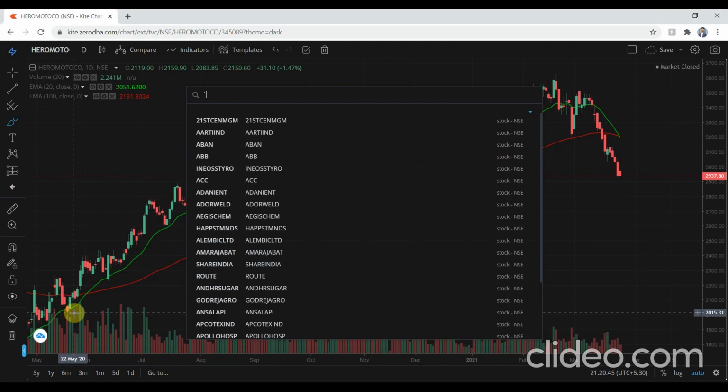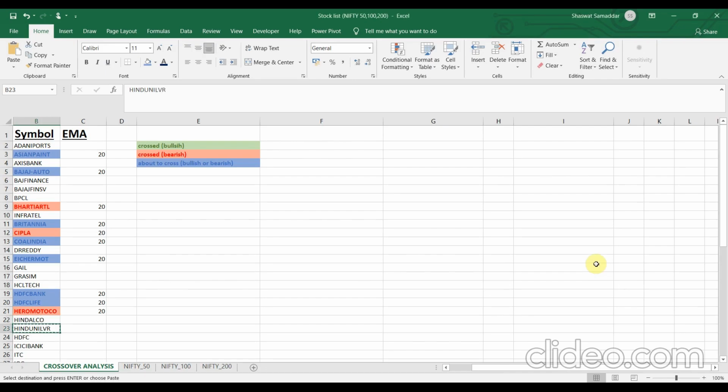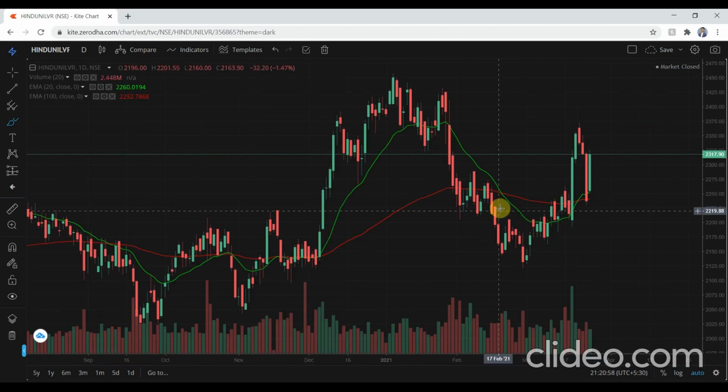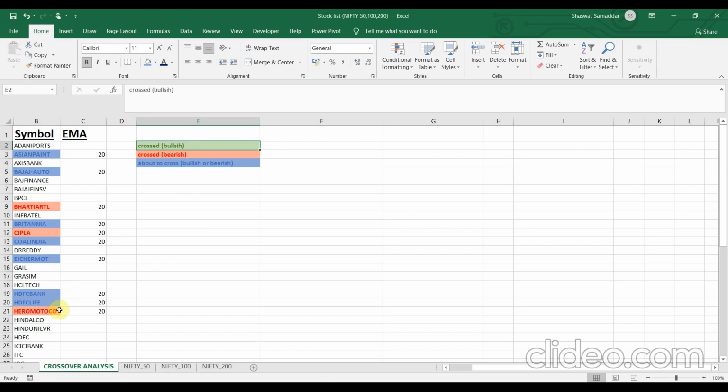Next is Hindalco. Okay, so Hindalco is pretty well above the 100 EMA. So next one is Hindustan Unilever. Okay, so see, the 20 EMA was below the 100 EMA, and just recently it has crossed on 23rd of March, and again it has taken a support on the 100 EMA. So it's a bullish sign. It's definitely a bullish sign. So let's just mark it as green.